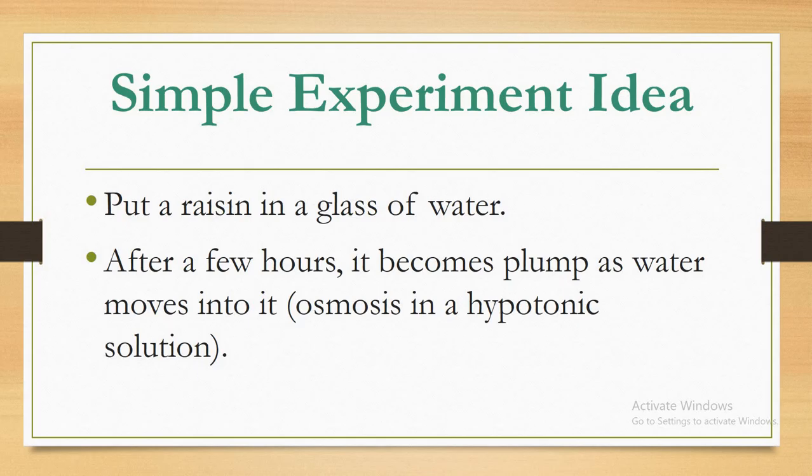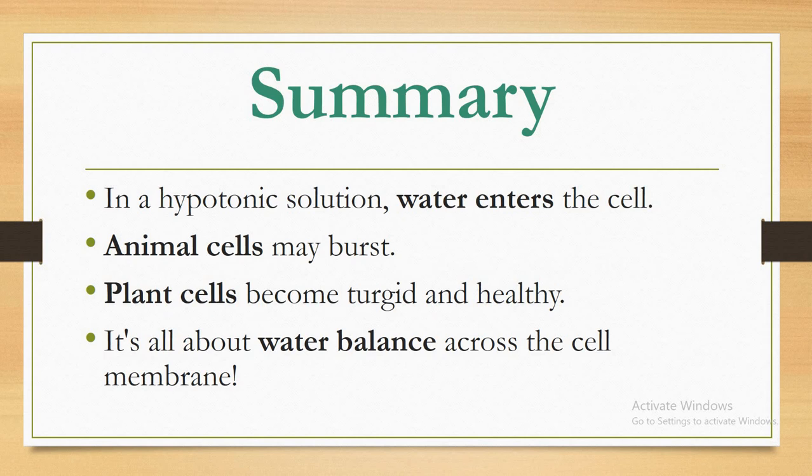Okay, let's continue. In summary, in a hypotonic solution, water enters the cell. Animal cells may burst. Plant cells become turgid and healthy. It's all about water balance across the cell membrane.